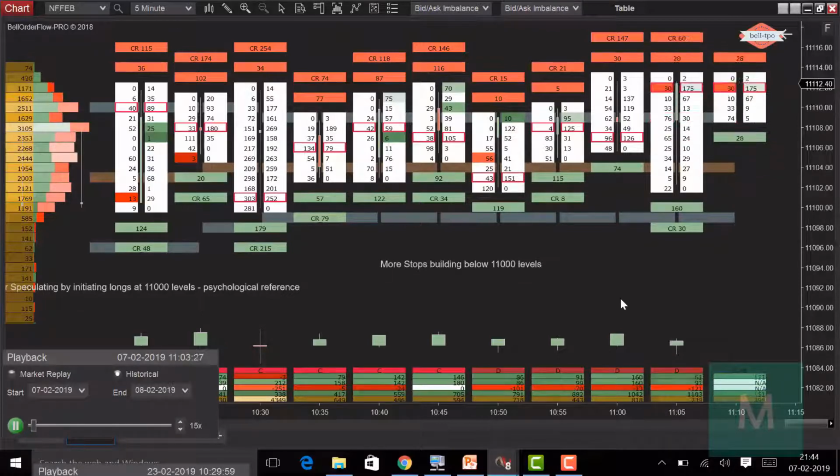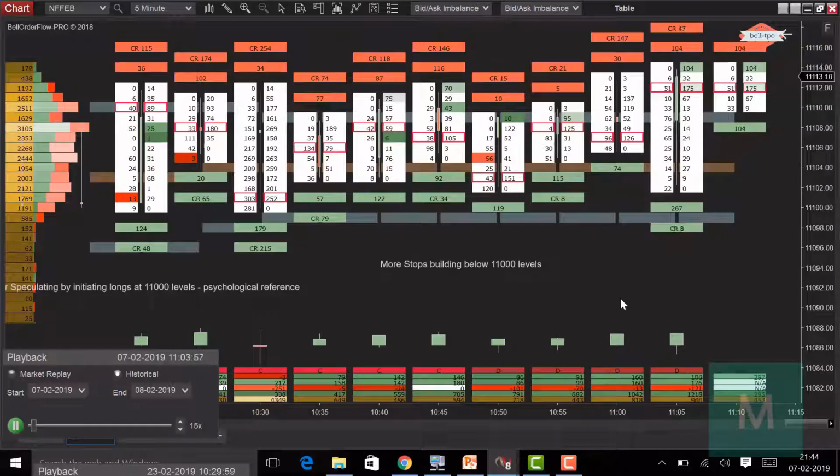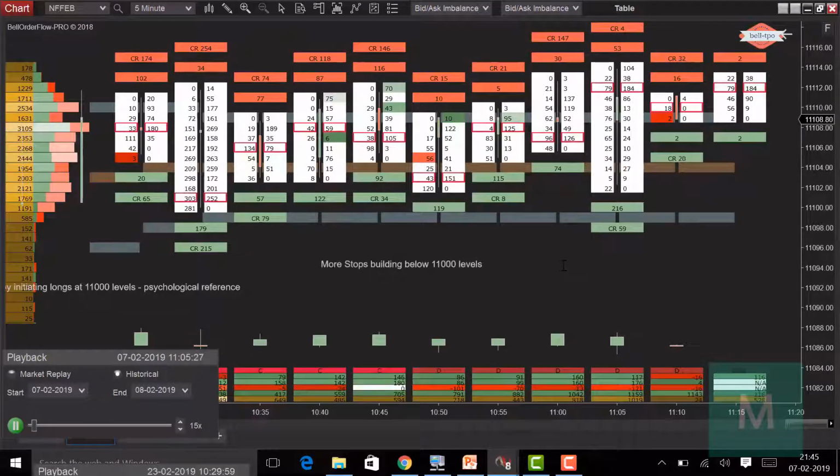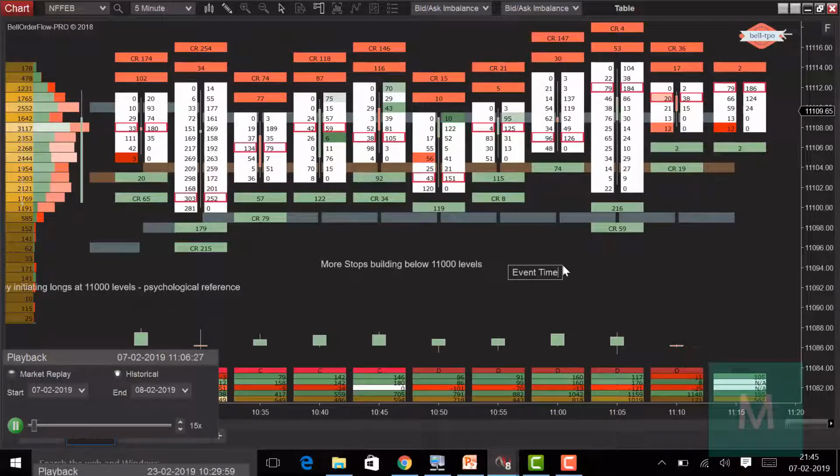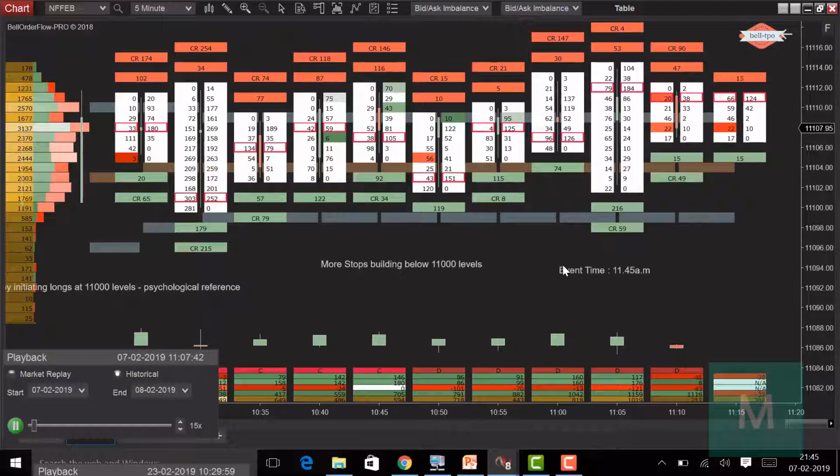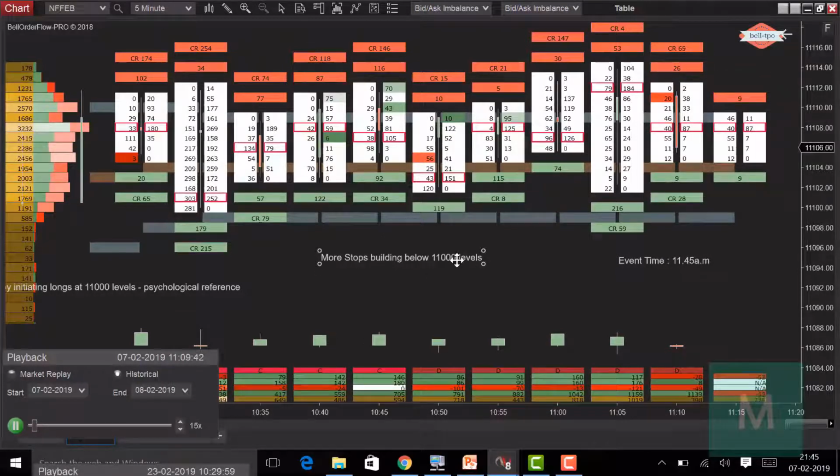So I think the time is 11 o'clock now. The RBI announcement is supposed to happen at 11:15, and another 10 minutes from here, we are running at 15x speed. You can see how many times the price jumped from 11,000 levels. Even the time is 11:45. Okay, another 30 minutes almost. I'm sorry, it's not 11:15, but 11:45.